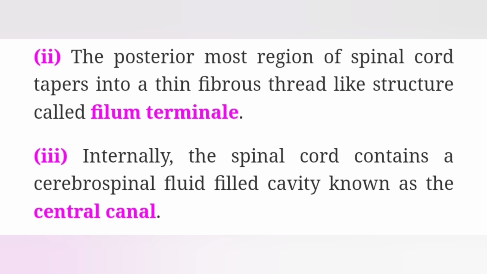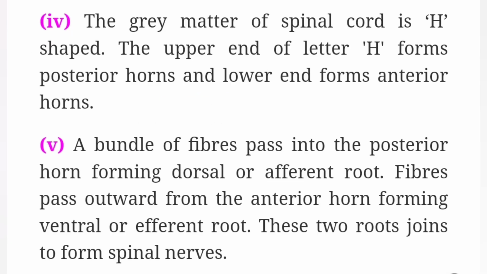Second point, the posterior most region of spinal cord tapers into a thin fibrous thread-like structure called the filum terminale. Third point, internally the spinal cord contains a cerebrospinal fluid filled cavity known as the central canal. Fourth point, the gray matter of spinal cord is H-shaped. The upper end of letter H forms posterior horns and lower end forms anterior horns.